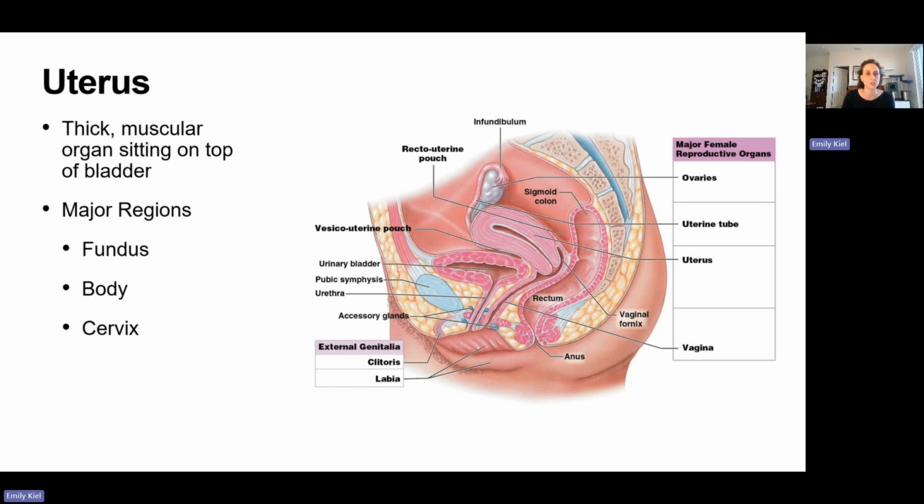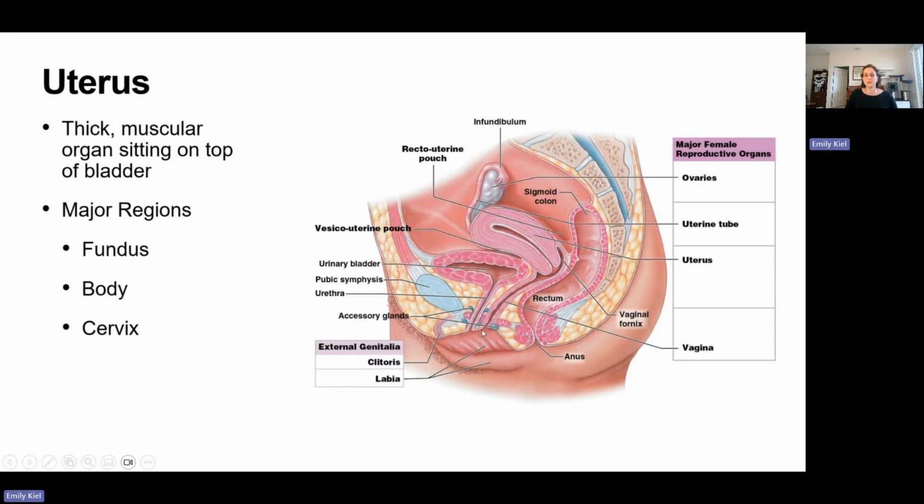There are a couple of major regions of the uterus to be aware of. So you have a fundus, a body, and a cervix. The fundus being kind of the base of that, the uterine body, and then into the cervix. We're seeing here as well the vaginal canal. You're seeing some of those accessory glands.